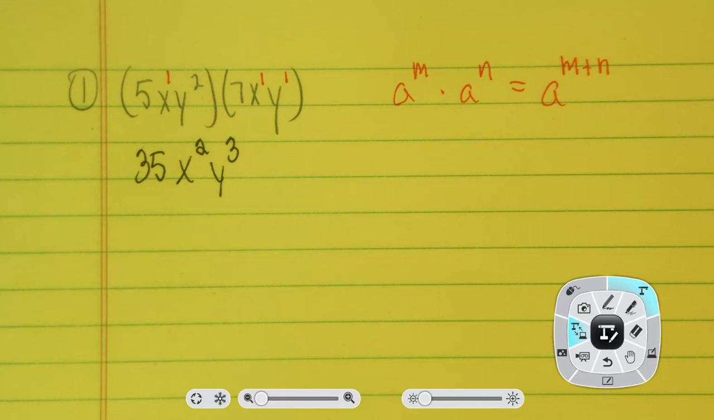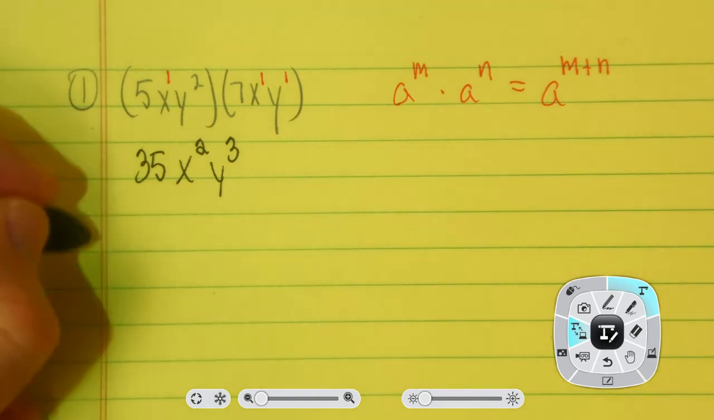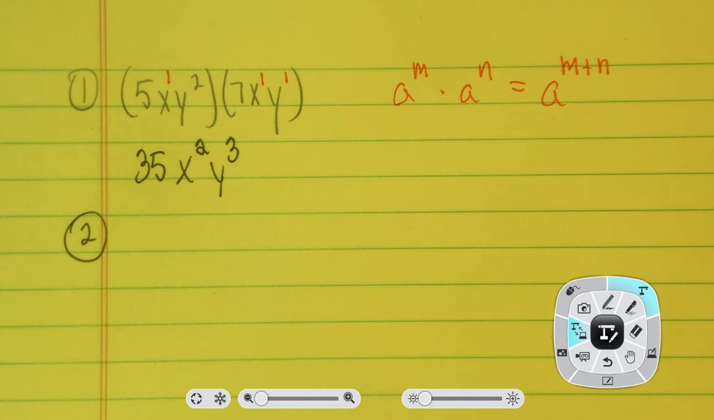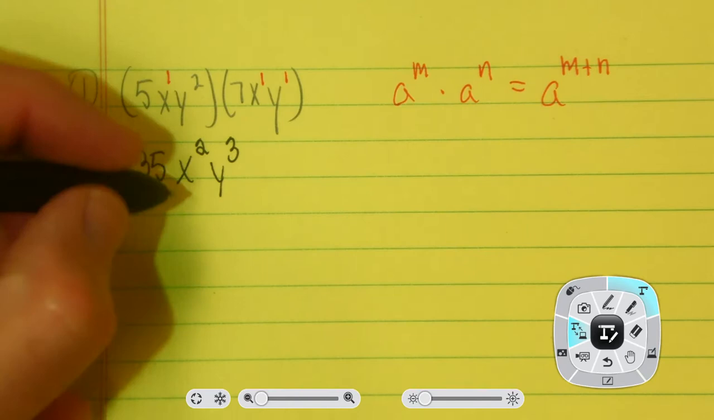Remember, we can multiply unlike terms. All we have to do is be sure we multiply only the bases that are the same. But we cannot add or subtract unlike terms. So we want to keep that in mind as we're multiplying. Well, let's look at a second example. Okay, this one is a little more involved.